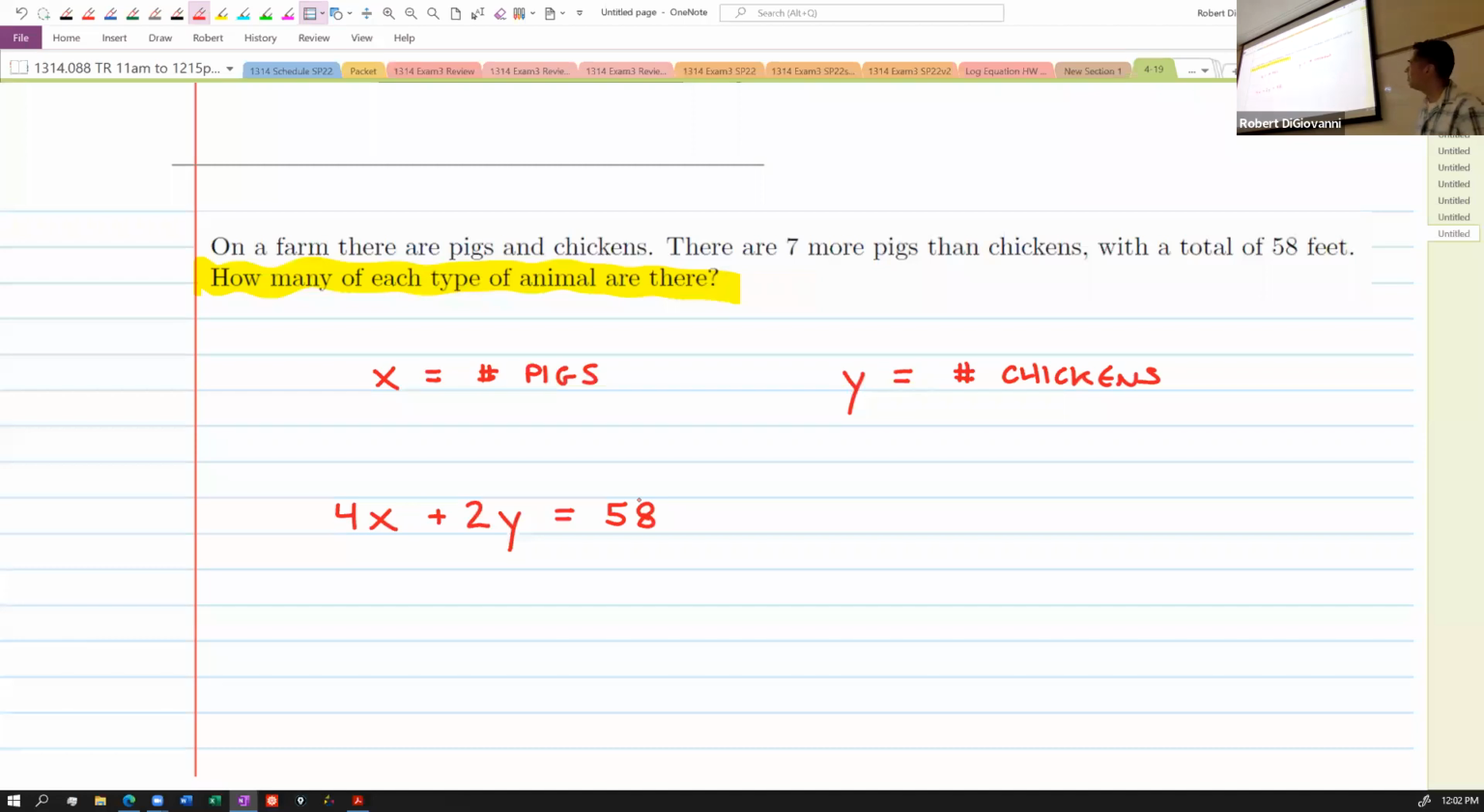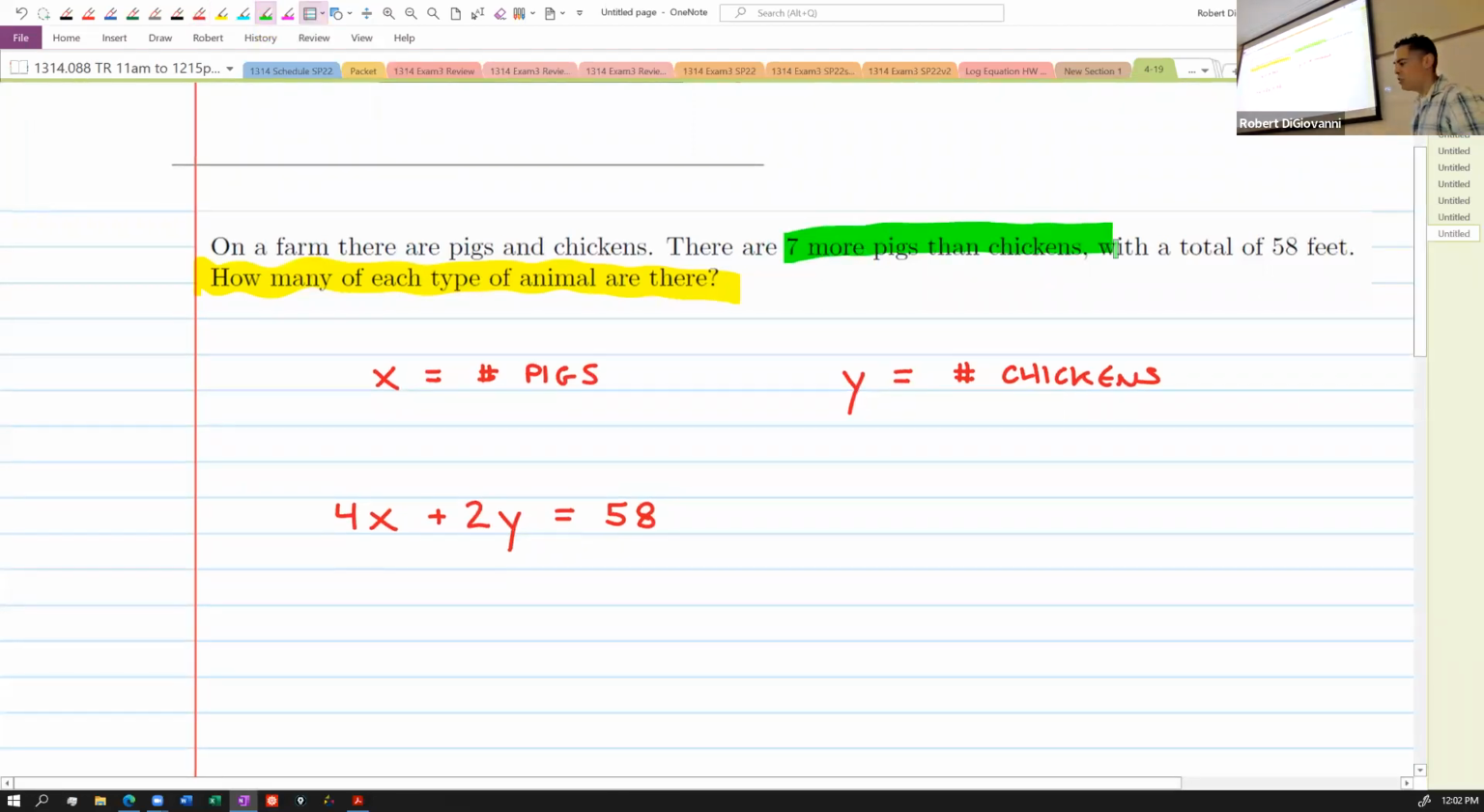And then the other one has to do with having a certain number more. So there are 7 more pigs than chickens. So Y plus 7, right? Y plus 7 must be how many pigs we have. Does that make sense? There are 7 more pigs than chickens. So however many chickens we have, we add 7 to that, and that gives us the number of pigs.